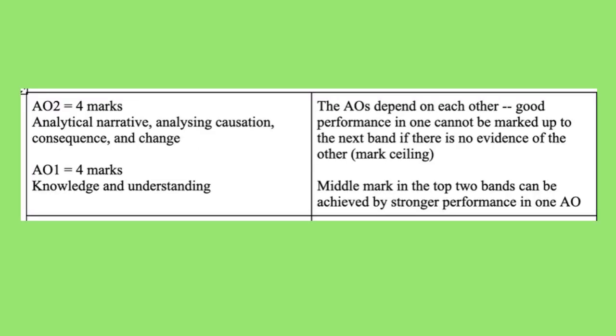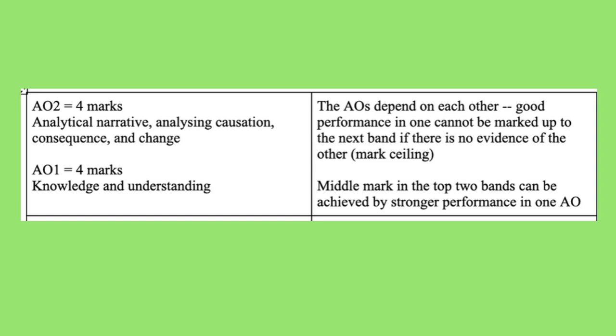8 marks. Here's the mark scheme for this question, which you can find out about in more detail in the overview video. 4 marks here are available for AO2, which requires you to write an analytical narrative. In order to do that, you need to be discussing causes of the event, consequences of the event, and changes within the event. Explaining the importance of each of these and how one thing led to another is really important if you want to be analytical and score highly for this question.